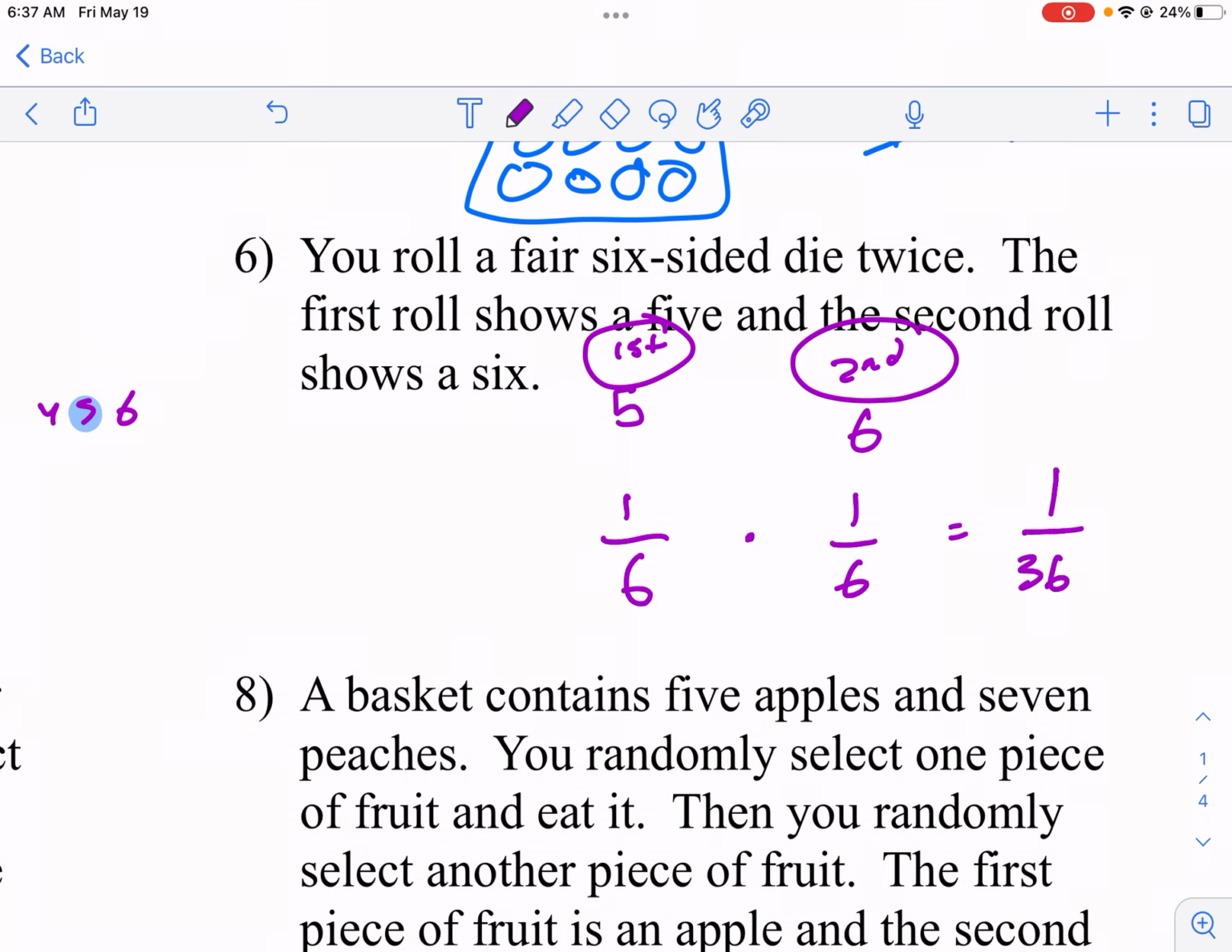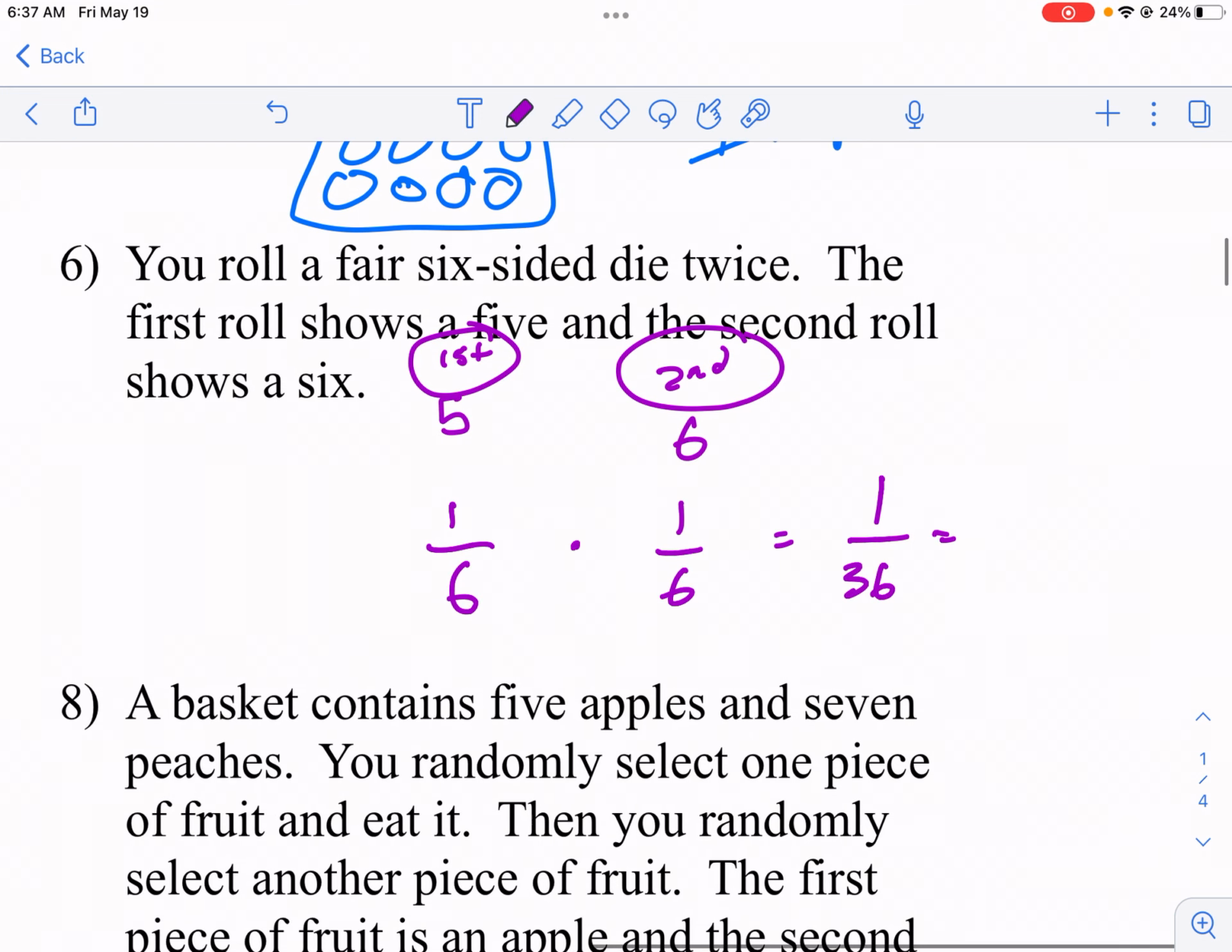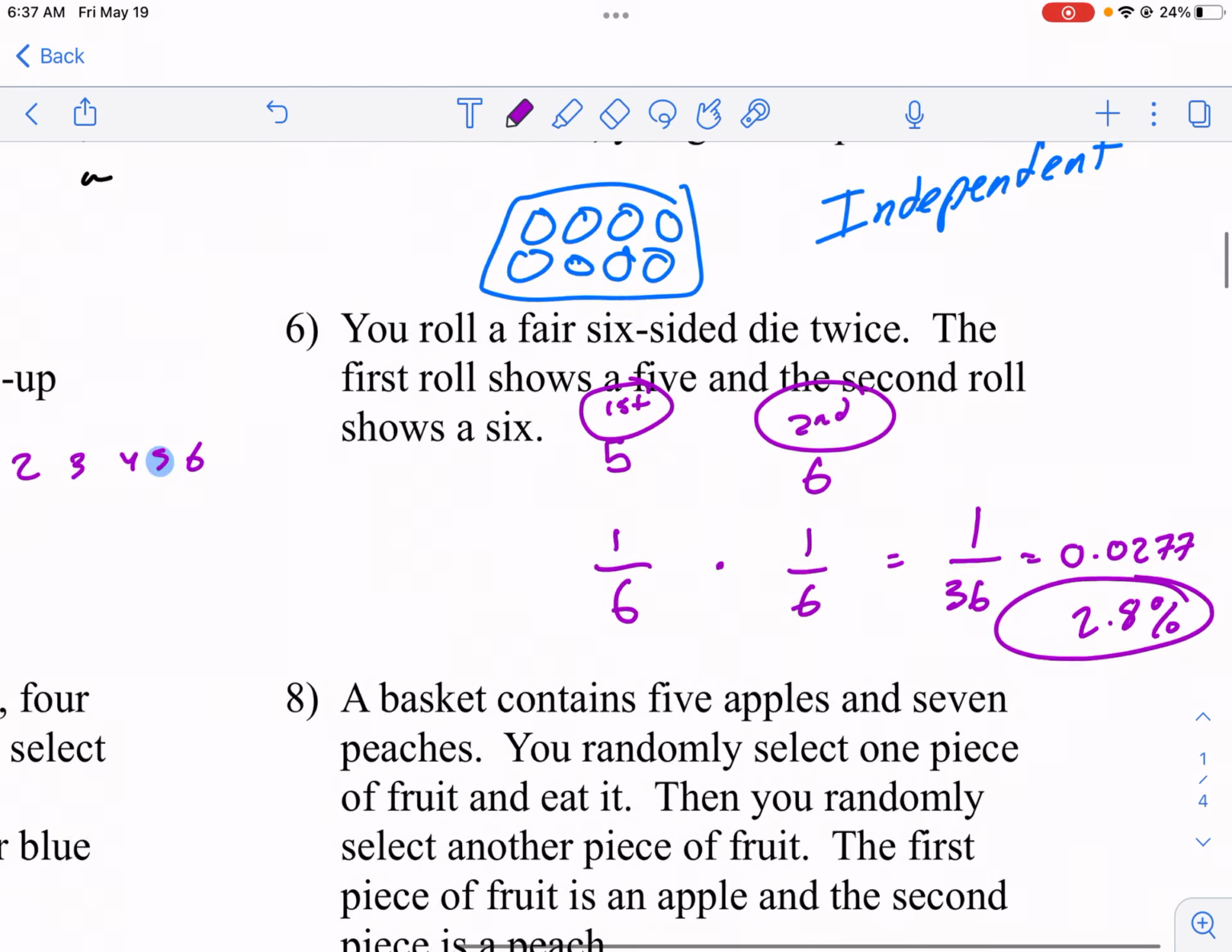Now I'm looking for my calculator. So we get a 1 out of 36 chance. Let's go ahead and clear that, 1 divided by 36. We can type that into our calculator, and that is only 0.0277 repeating. So we'll call that 2.8% likelihood of happening. All right.